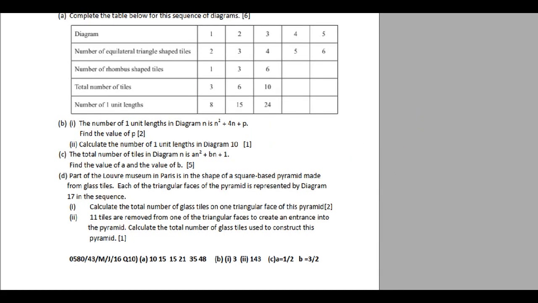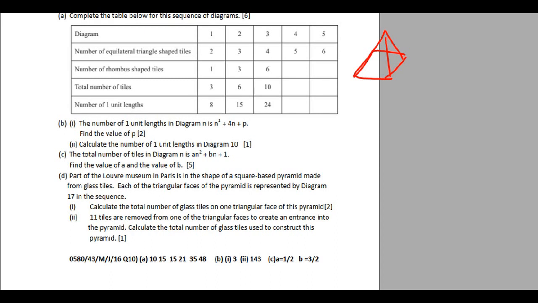Part D. Part of Louvre's museum in Paris is in the shape of a square base pyramid. So there's a square, and then there will be 4 triangles emerging from the 4 sides. Alright, made from glass tiles. Each triangular face of the pyramid is represented by diagram 17 in the sequence. So let me read the question again.